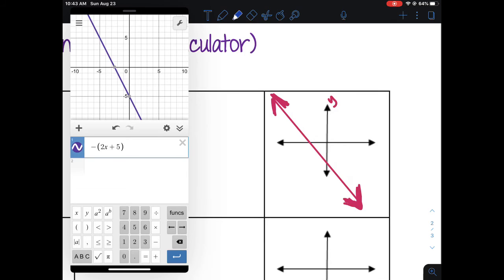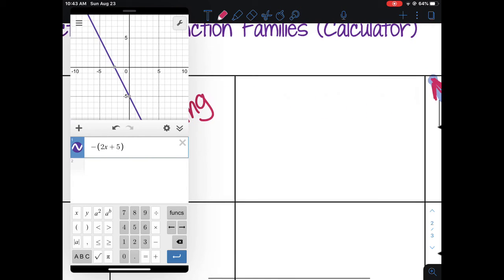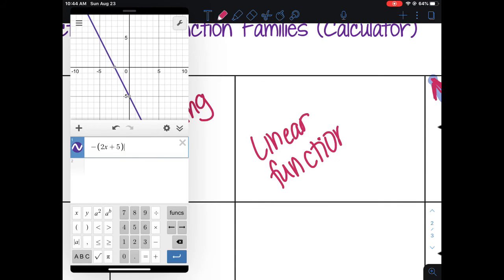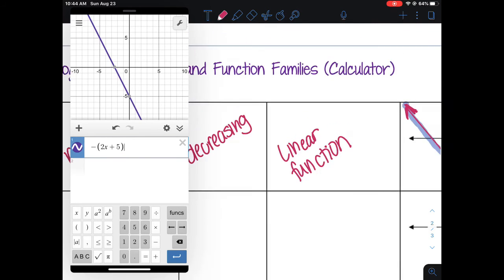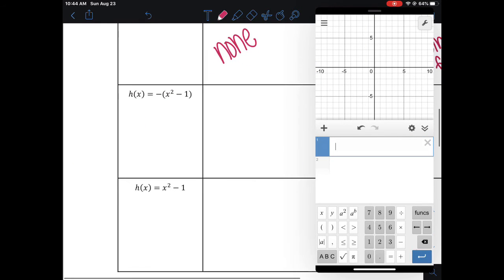All right, increasing or decreasing. Well, as I start on the left-hand side and I go right, I'm going downward, meaning that I am always decreasing. And what kind of function was this? Like I've already said, this was a linear function. It was just like the one we just did, except with a negative sign in it. All right, let's clear out this graph and go to our next one.